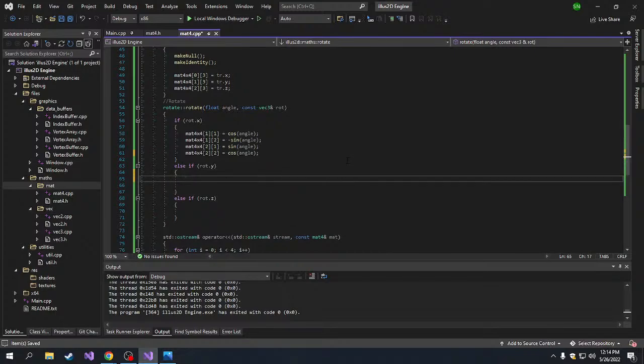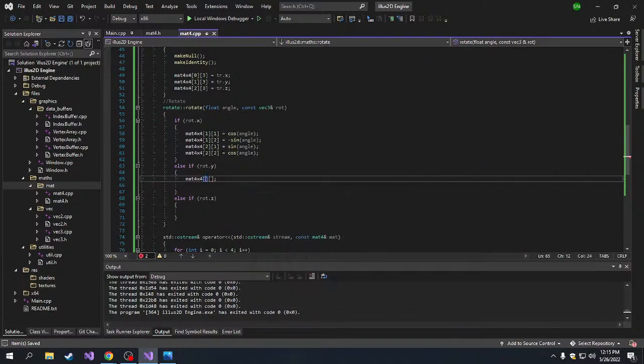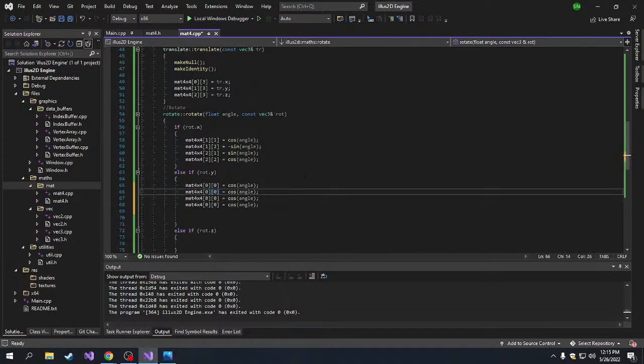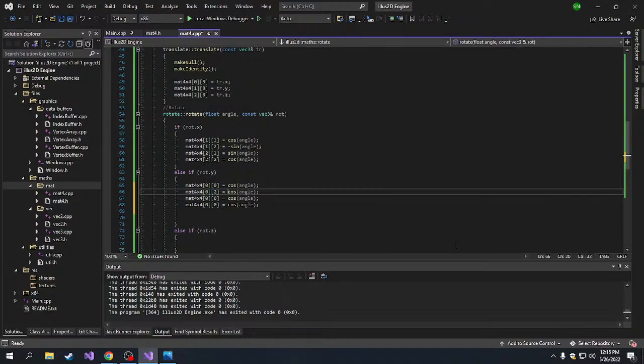Okay, let's just make it for the rotation around the y-axis. So let's see what the matrix actually is. So the y-axis has cosine 0, sine 0. So 0 0 is going to be cosine of the angle. Copy it 4 times. This is going to have 0 2, have a sine of the angle.